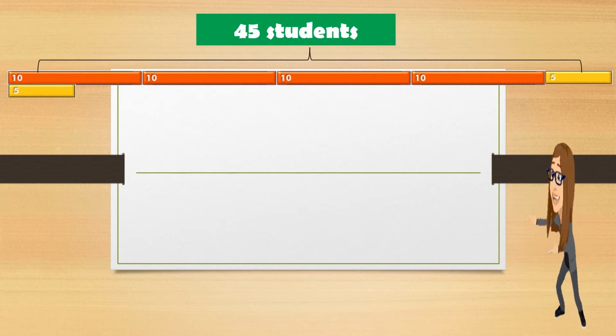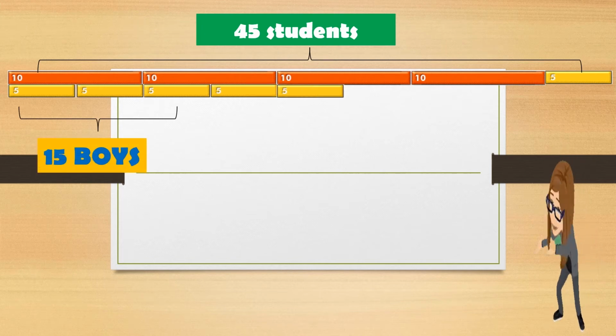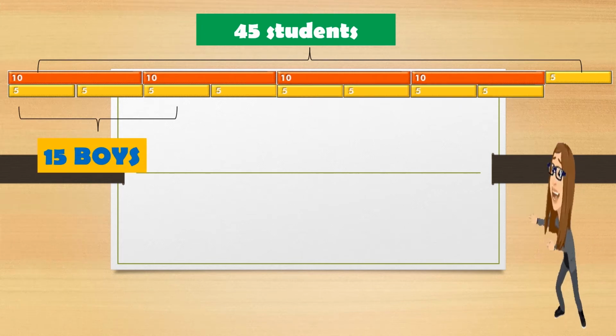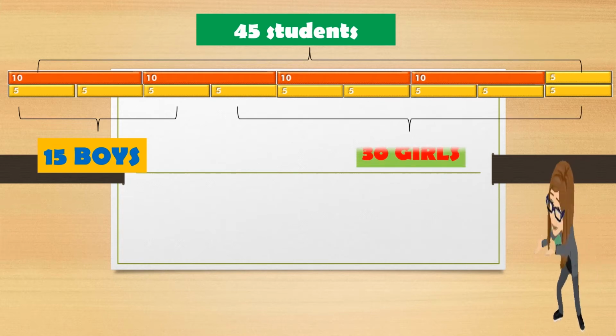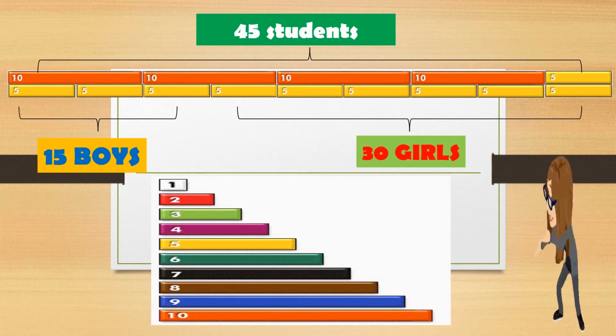So 45 students, 15 boys, and how many girls? 30 girls, correct. See? So with the use of rods, this is 10. 1, 2, 3, 4, and 5.